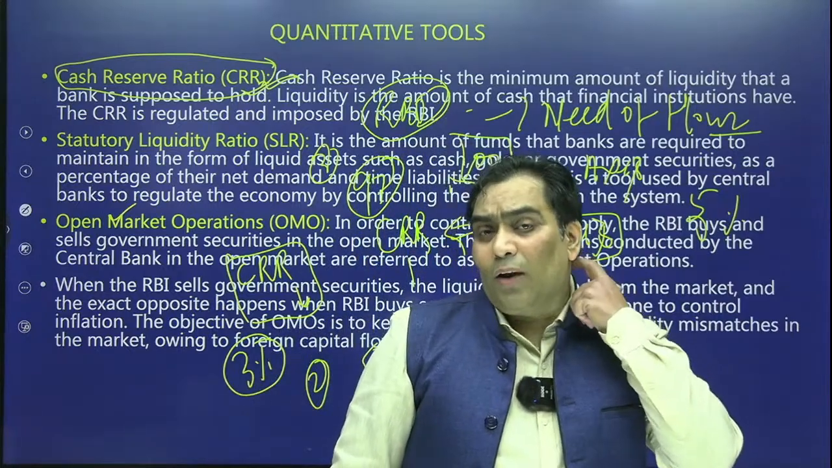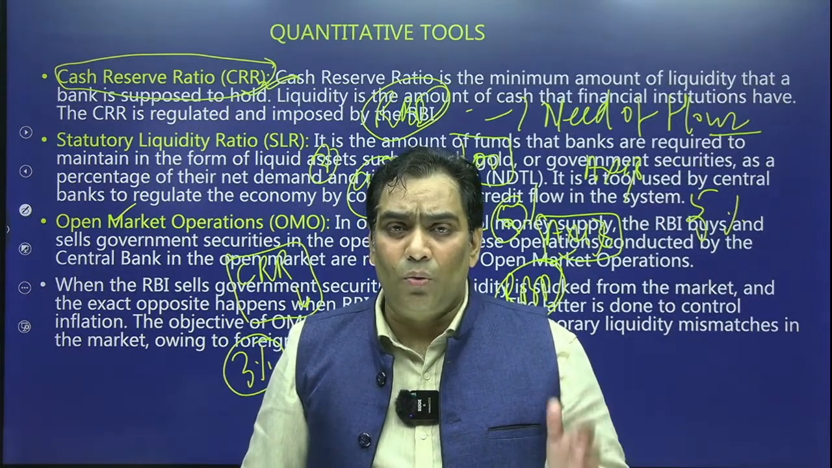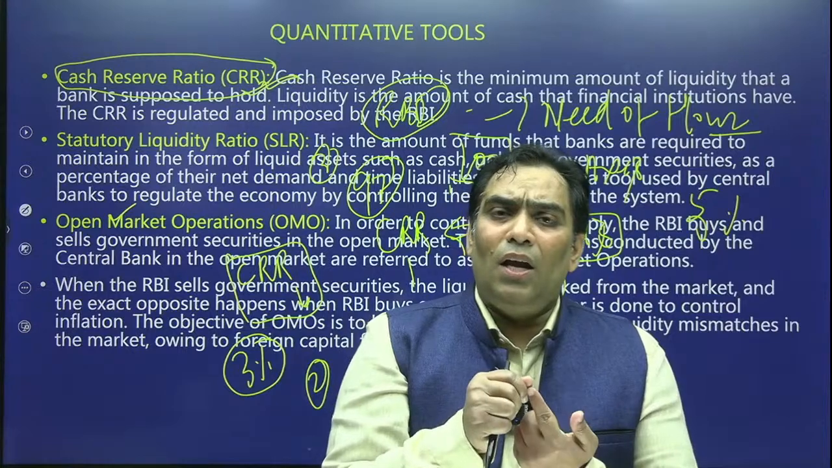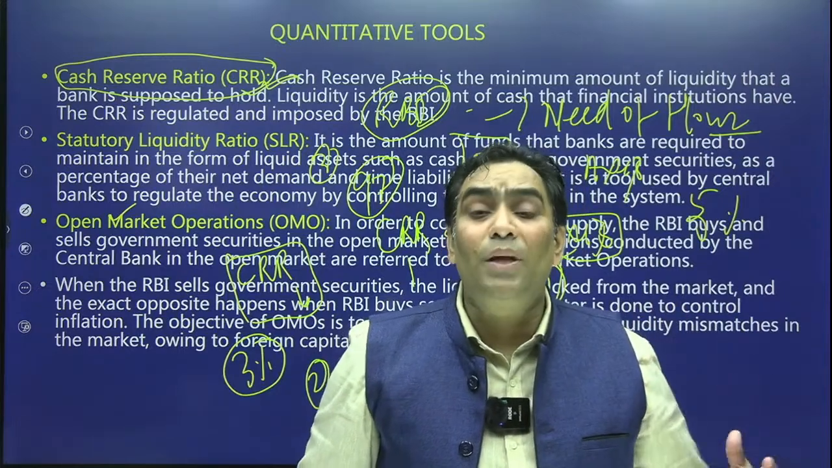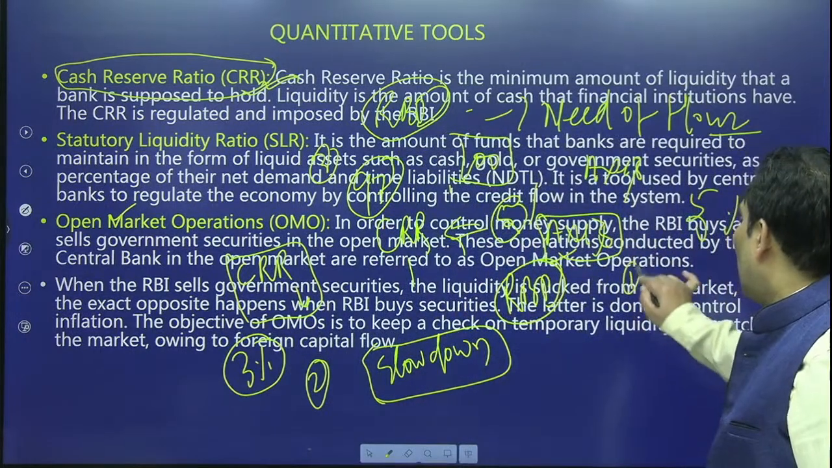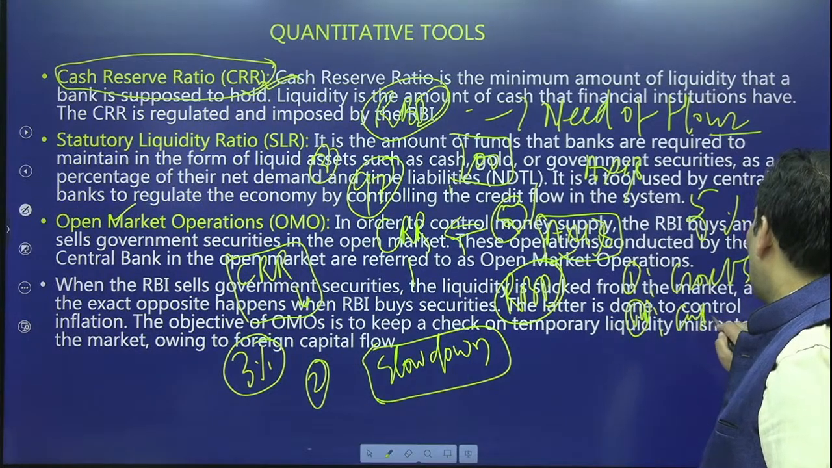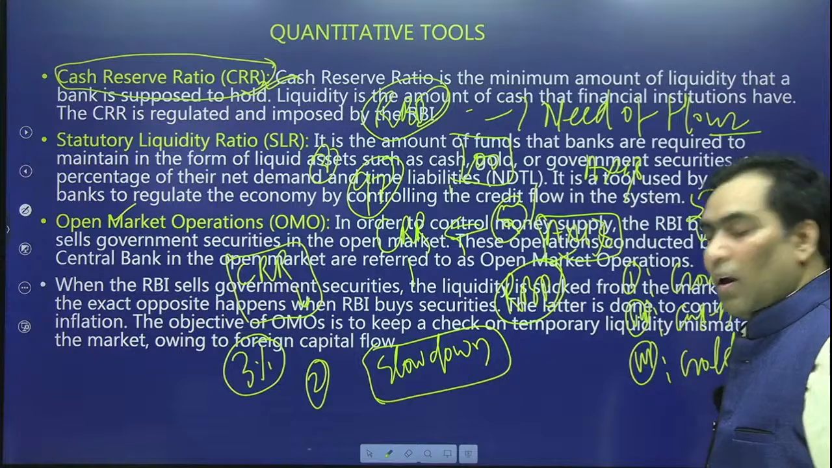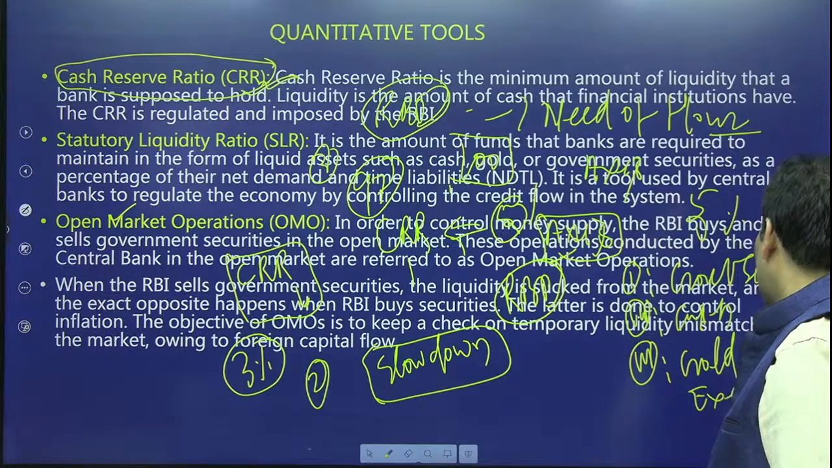Now we are going to discuss SLR. What is the meaning of SLR? SLR is the statutory liquidity ratio. It is the same kind of thing: a certain percentage of their total deposits that commercial banks have to maintain with themselves in specified liquid assets, and those specified liquid assets are government securities, cash, gold, and excess reserves.